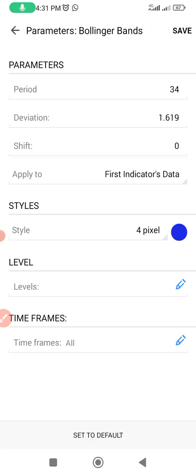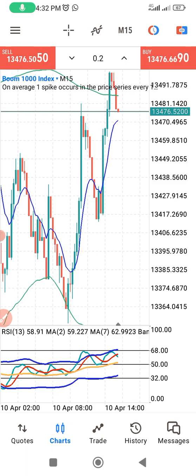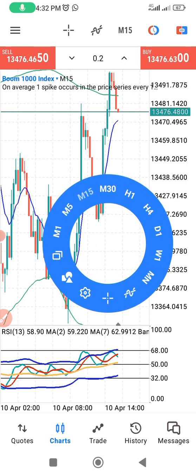Okay, then we have our Bollinger Band. Period is 34, deviation 1.619. You apply it to first indicator data. Our style is 4 pixel and then the color is blue. Then we have the moving average, the last but not the least. The period is 34, shift is 0. The method is simple, first indicator data, and the color is yellow or gold, and the pixel is 4.